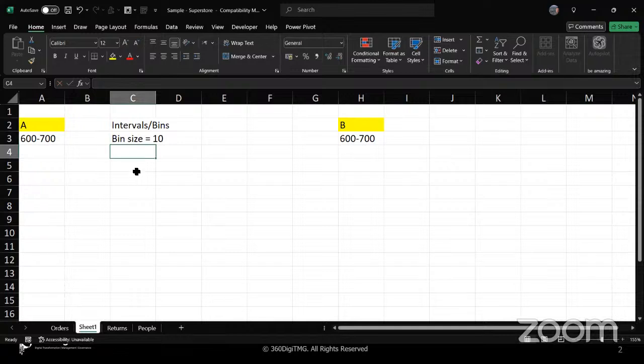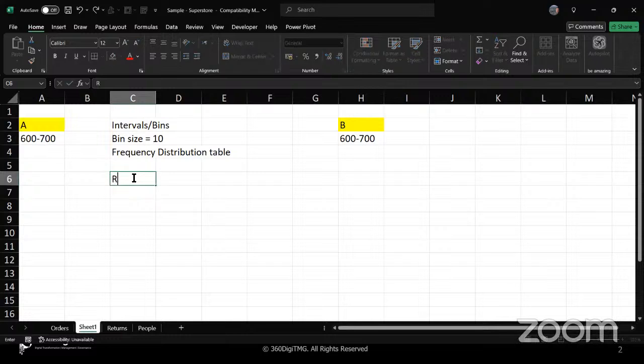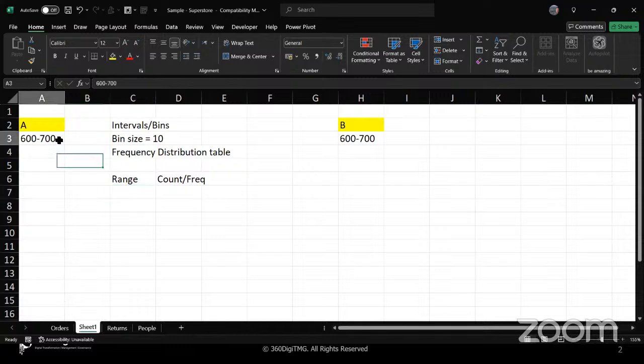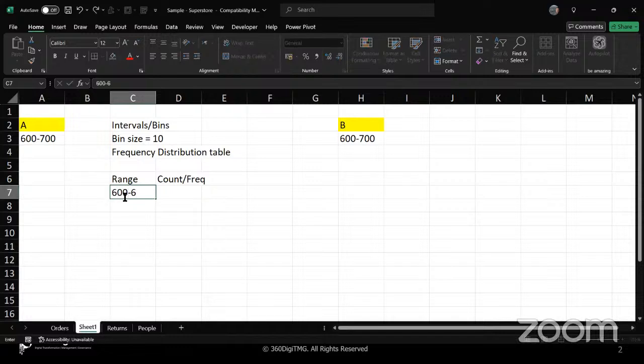Now, when I build a frequency distribution table over here with a bin size of 10, what will it look like? It will have the range and it will have the count or the frequency, that is the number of students. Let's say the institute has given me the register, the list with the names of the students and their marks. So I'm going to check how many people secured marks in the range of 600 to 609.